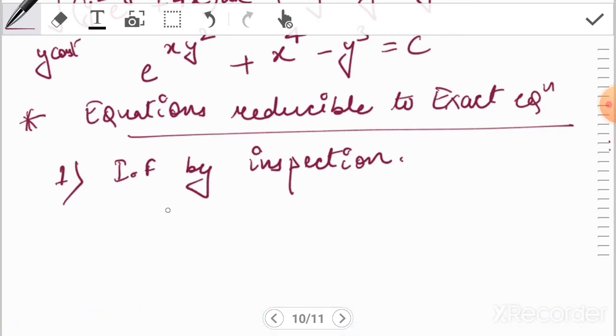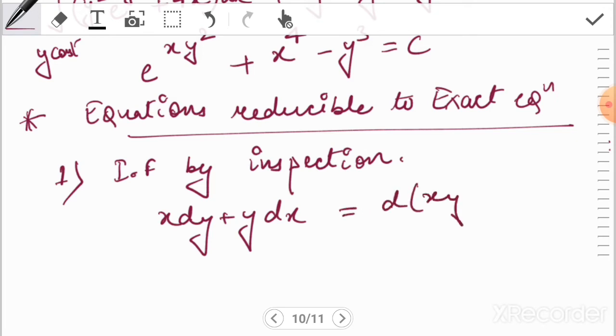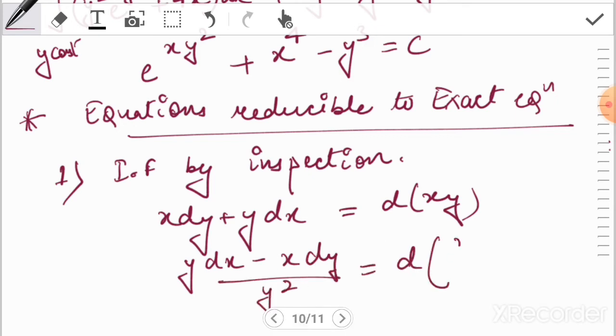Okay, so if we can spot x dy plus y dx in the equation, then this can be replaced by d of xy. Similarly, if we can spot y dx minus x dy by y square, then this is nothing but d of x by y, right? And then we can integrate, then we will get the solution. Okay, let us understand this with an example.